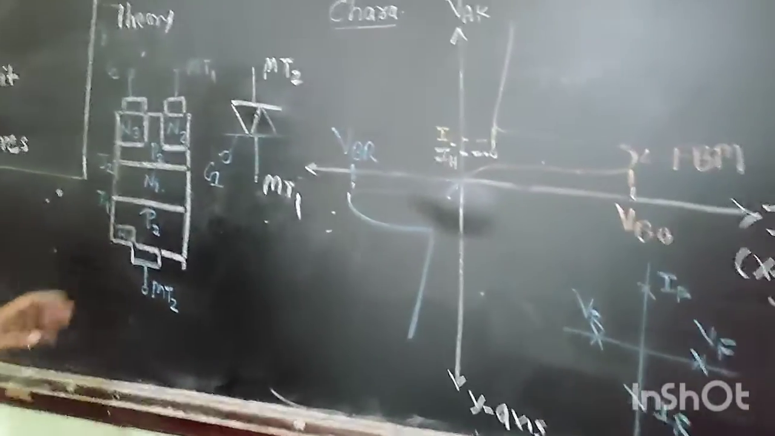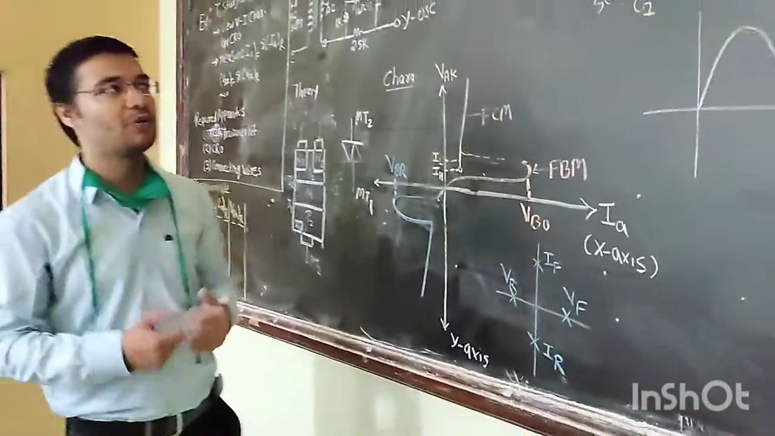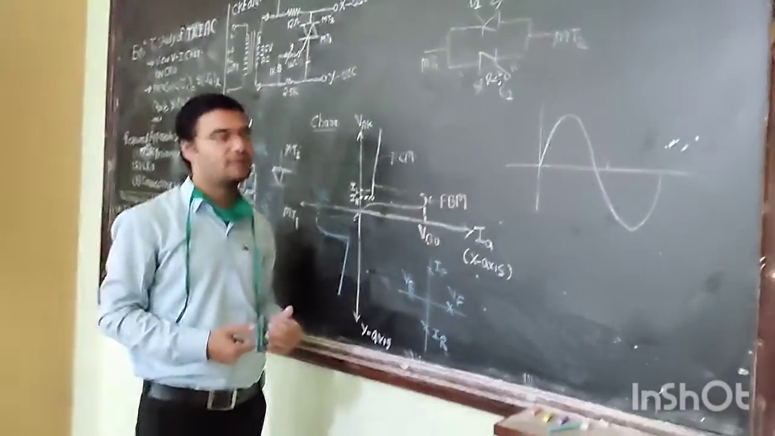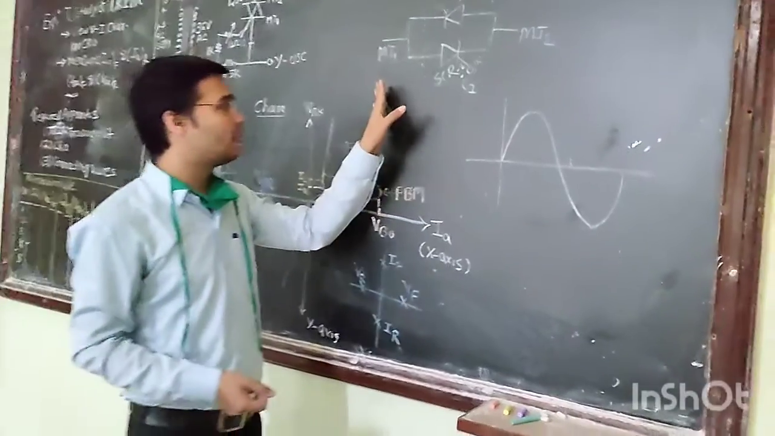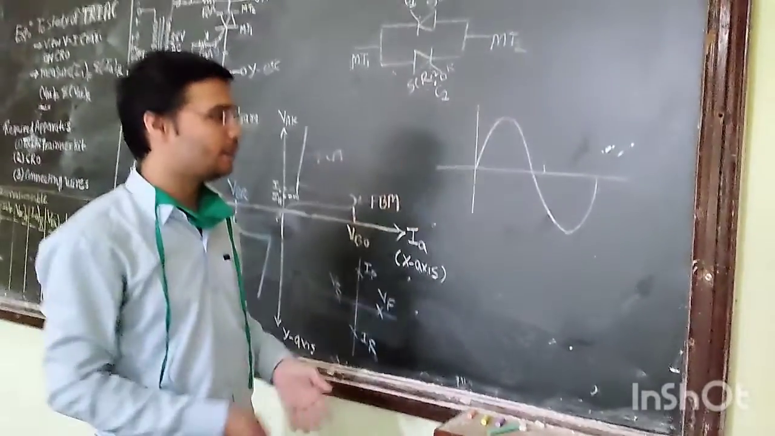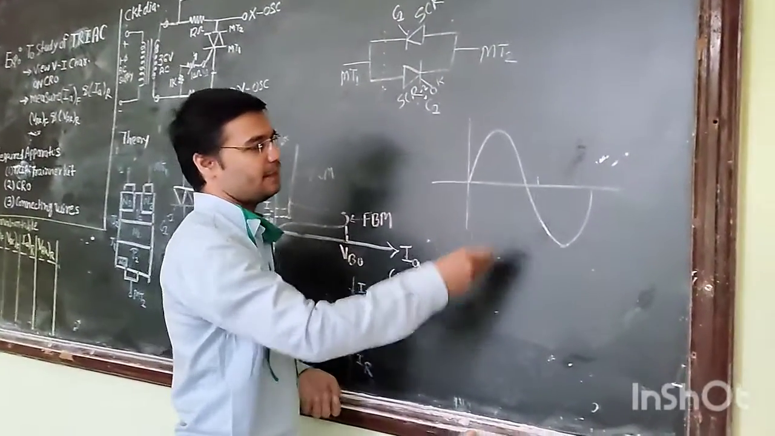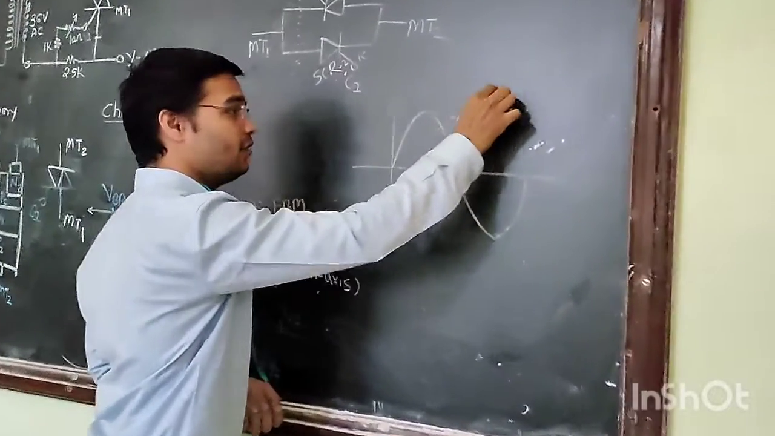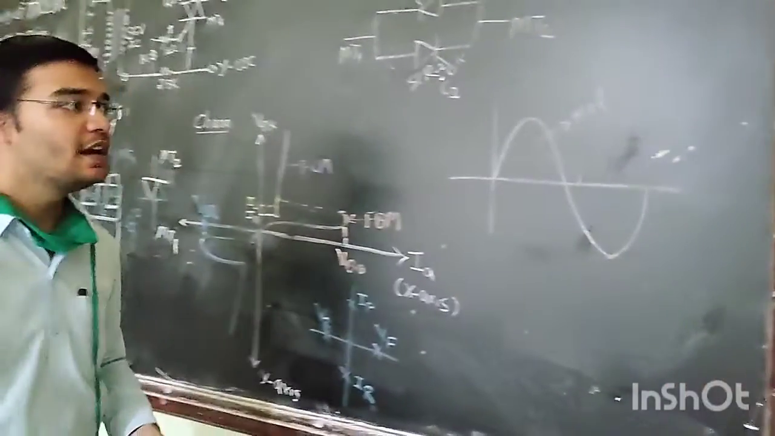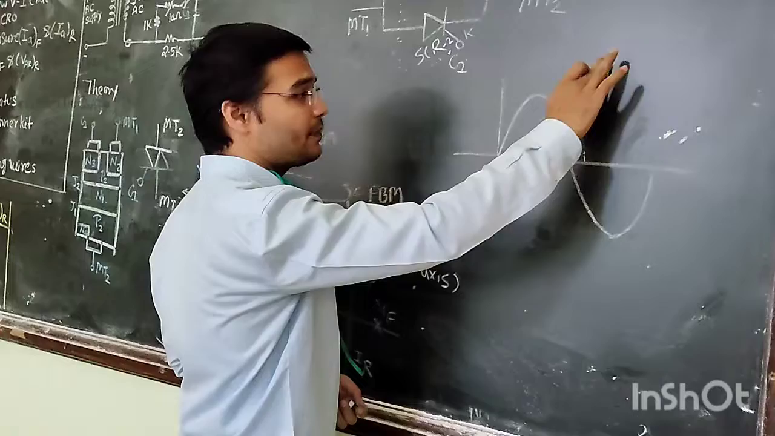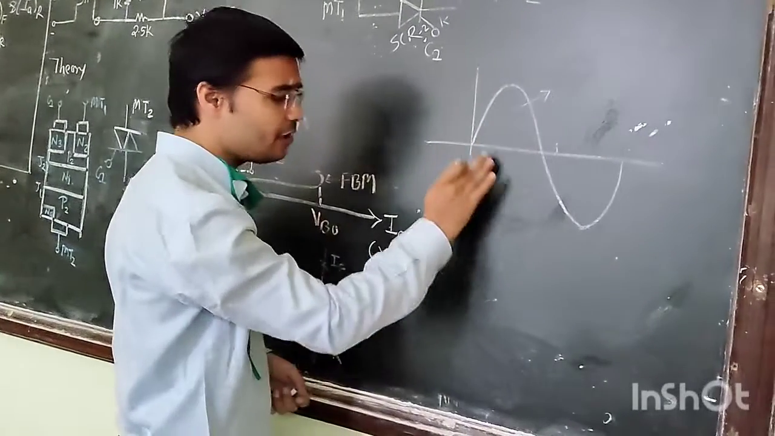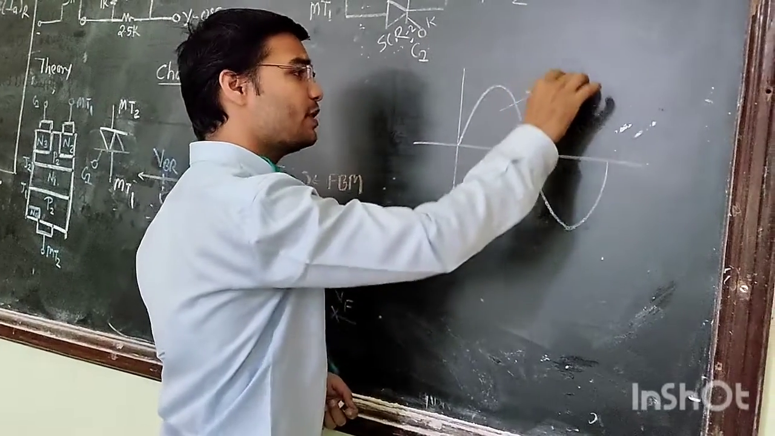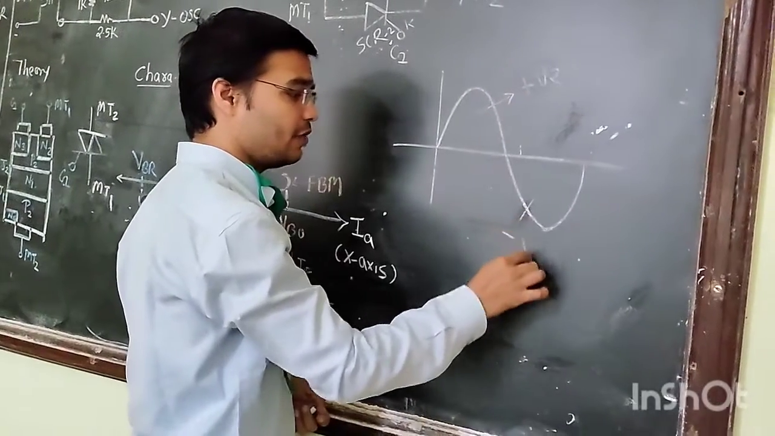Now we want to see how to run the triac, how the triac works, and how to obtain the VI characteristics of the triac. First condition: across terminal 1 and terminal 2 we provide a single phase AC supply. This single phase AC supply has a positive half sine wave and a negative half sine wave. This is the positive portion and this is the negative portion.